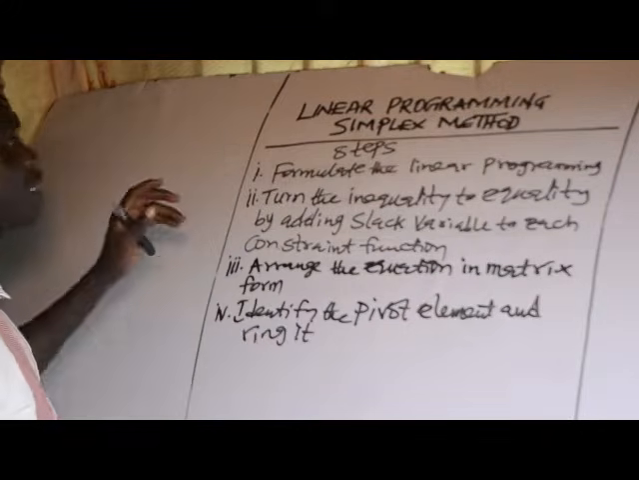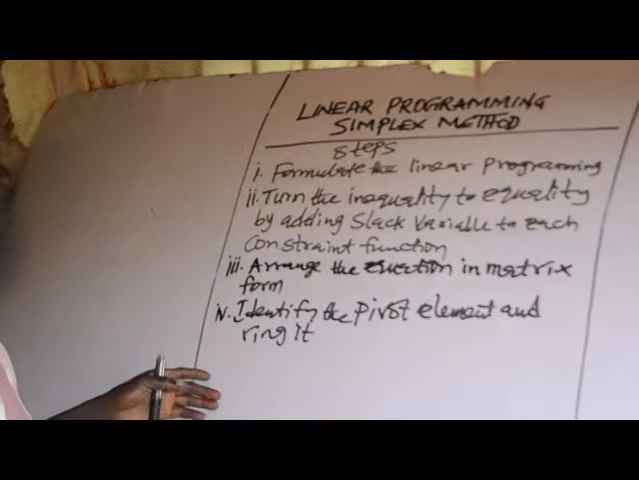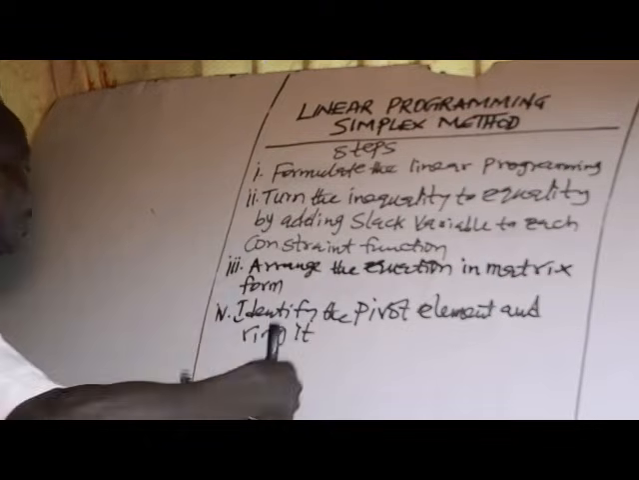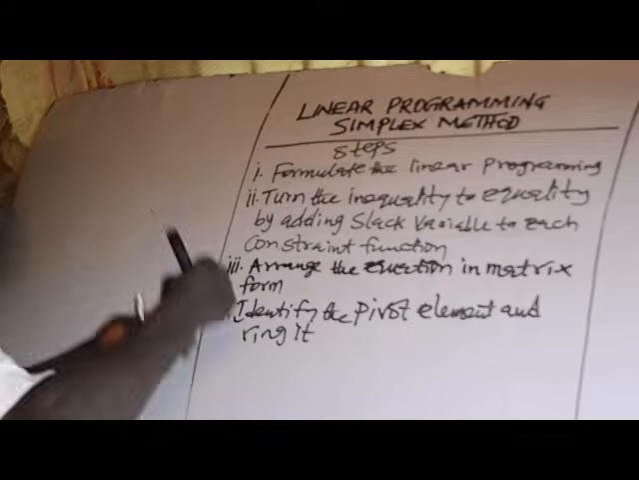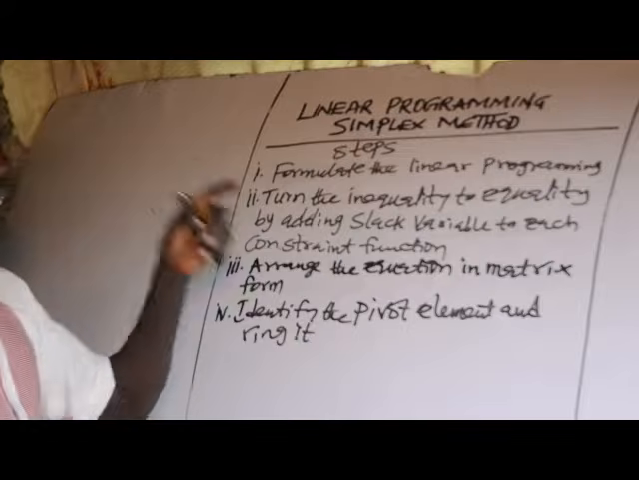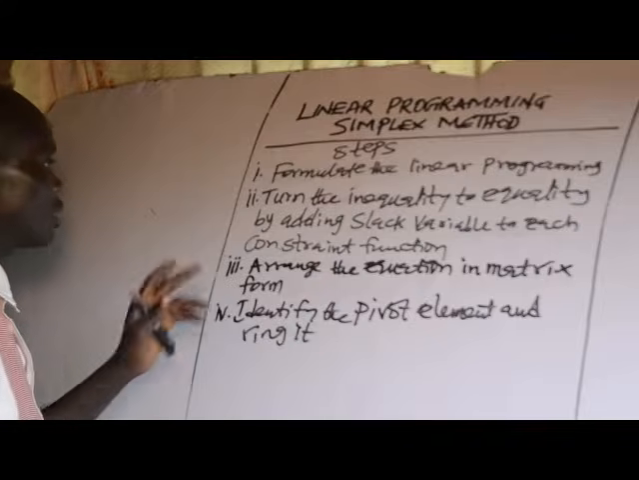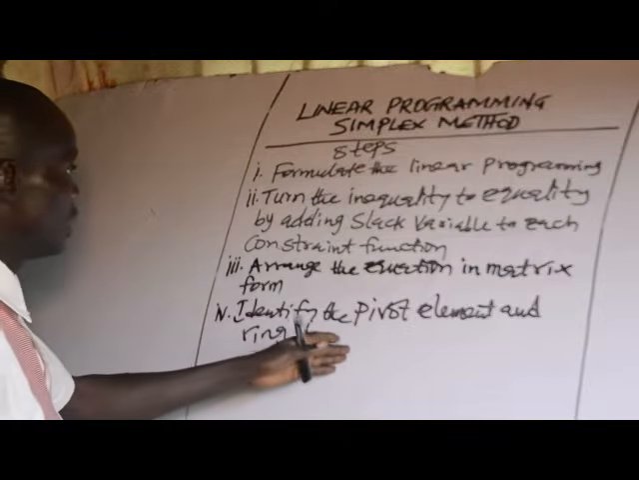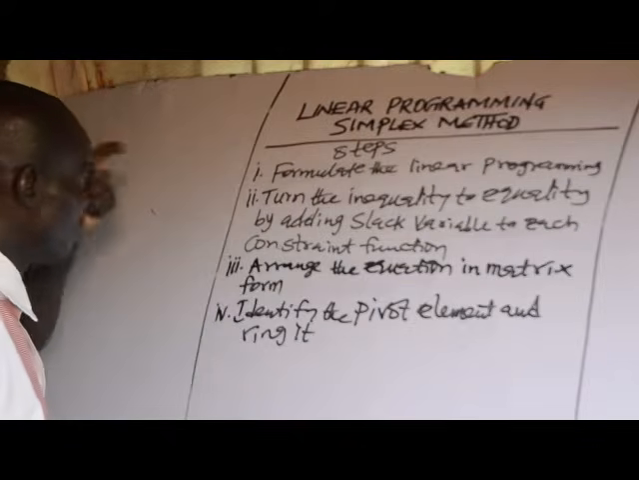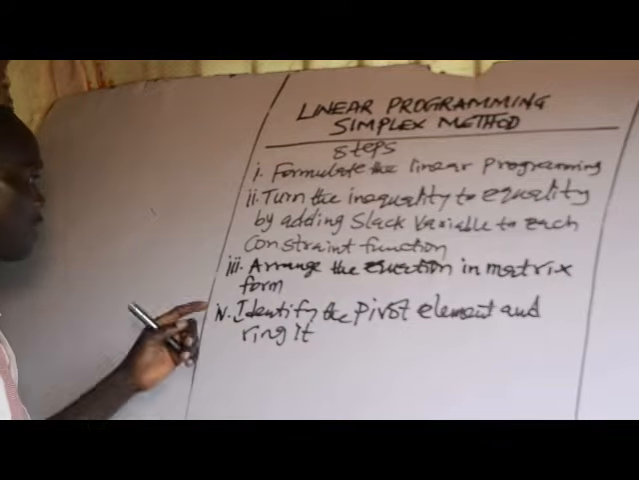I want you to know that the pivot is obtained by dividing the solution quantity, that is the maximum available element for each of the constraints, by the corresponding number in the column with the highest value in the objective function, in the maximization objective. That is step 4.